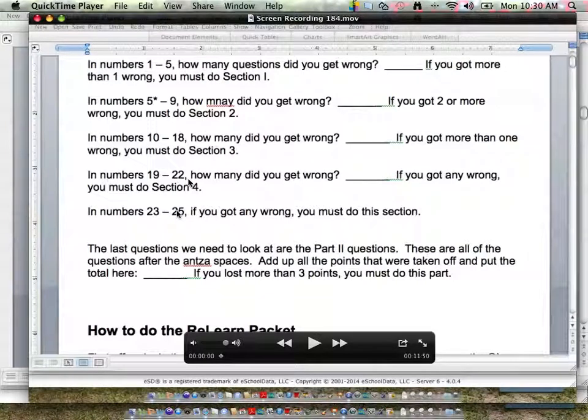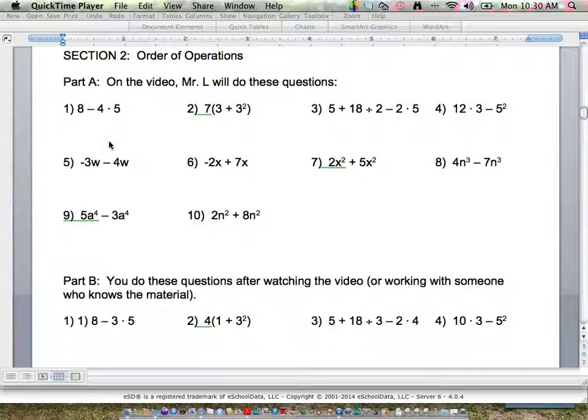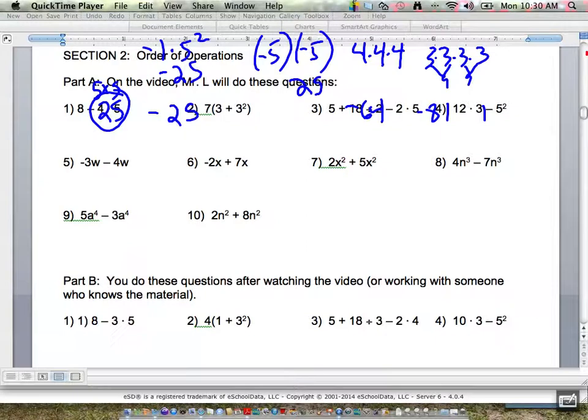Here's section 2. Let's work on this right now. That I can shrink a little bit, and there we go. So now again, we're going to do part A together right now as we create some of these videos that we have to do for class.